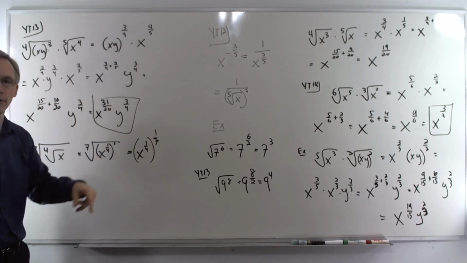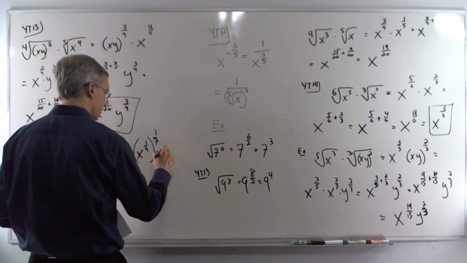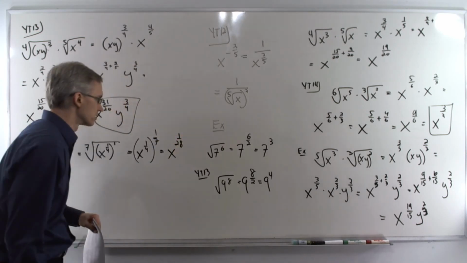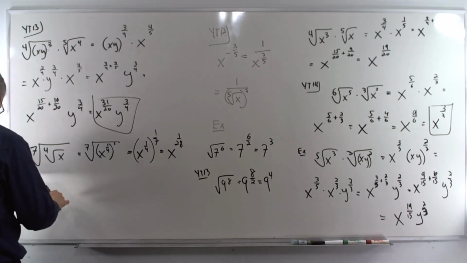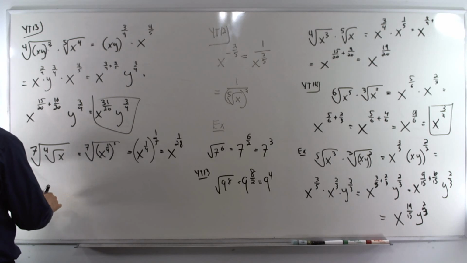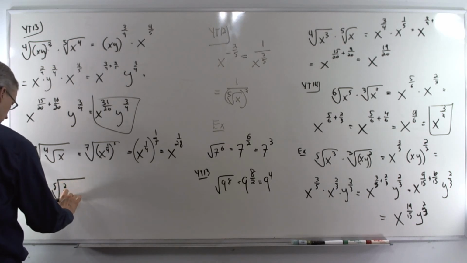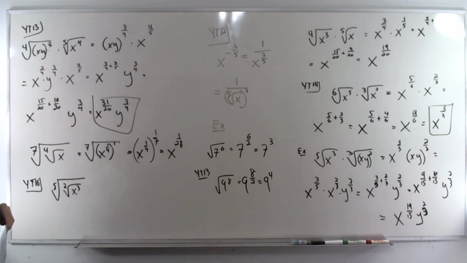Now we have power to a power, so we're going to multiply those two together. 1/4 times 1/7 is 1/28. So that becomes x to the 1/28 power. Your turn number 16. We are going to convert the 5th root of the 2nd root of x to the 3rd power.